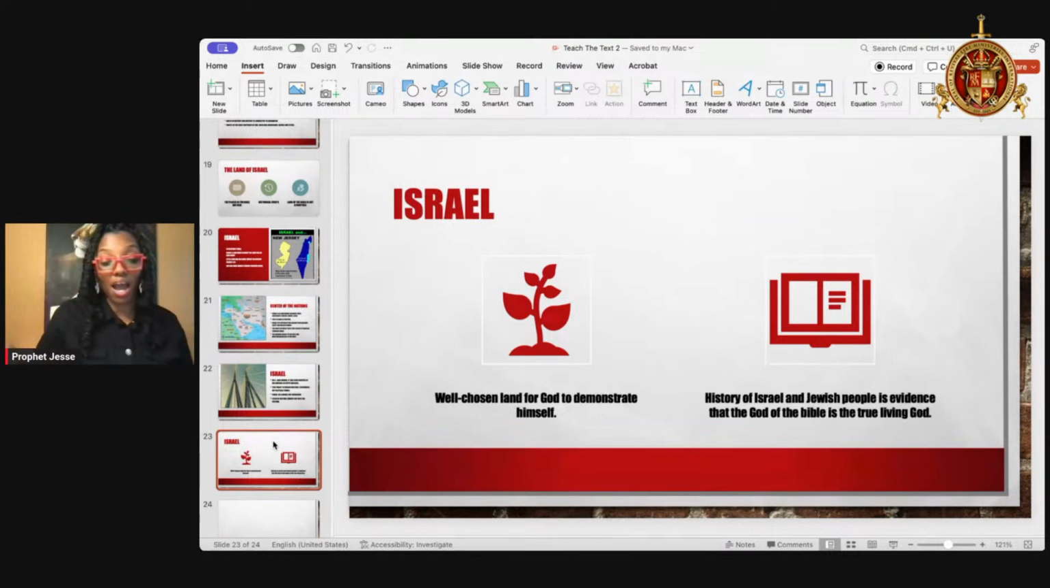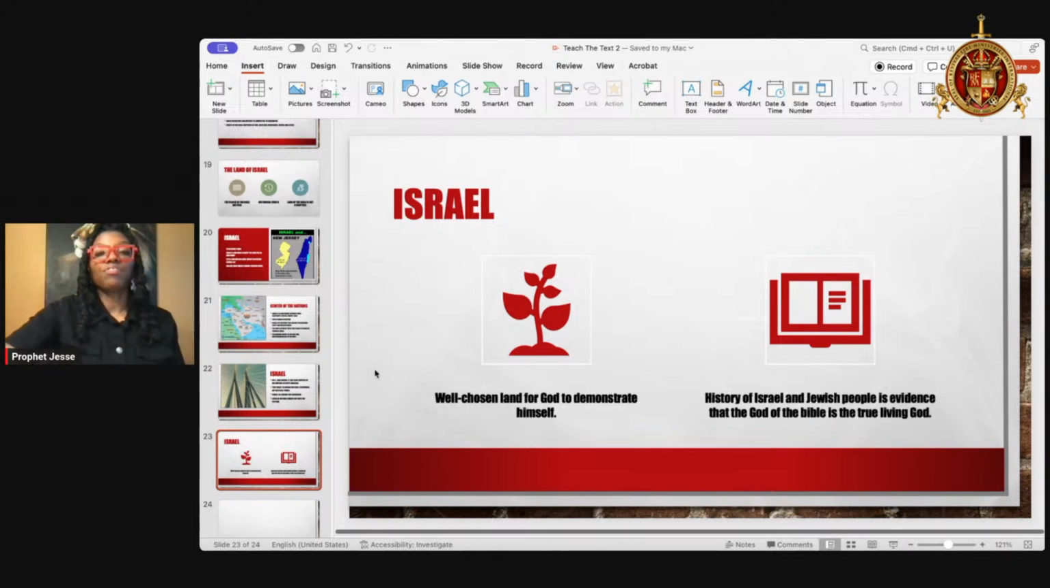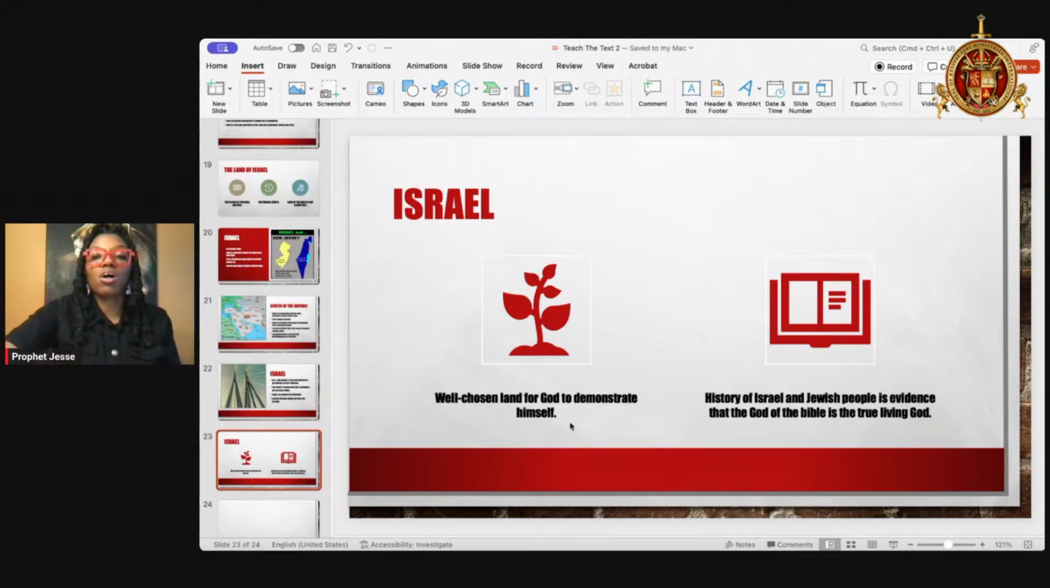It is a prime spot, and we'll get into that later as we talk about the different varieties of weather, and how, even though it's so small, there's so much variety and so many things can flourish in Israel because of this variety. History of Israel and Jewish people is evidence that the God of the Bible is the true living God. This small country is evidence that there is a God.